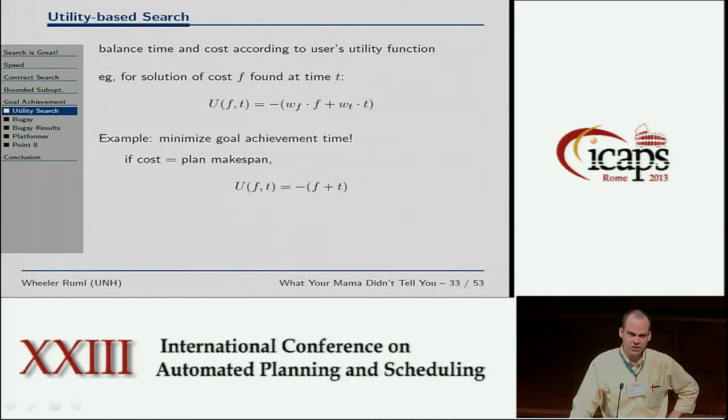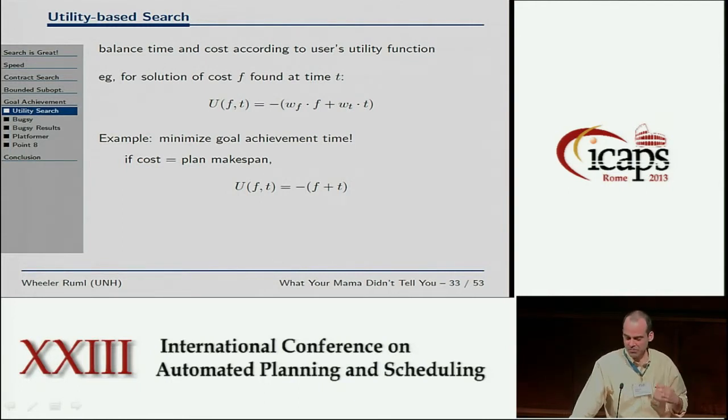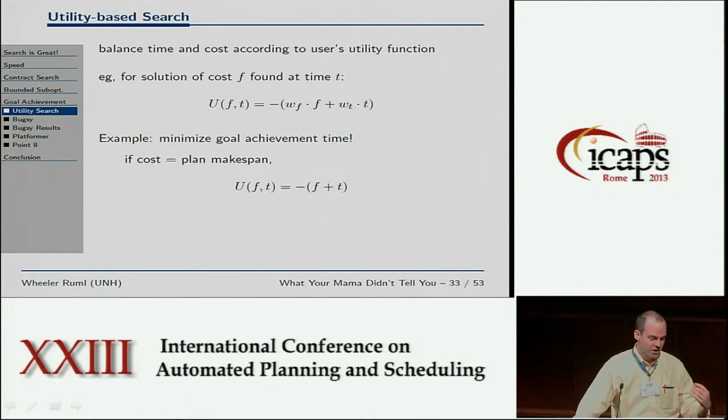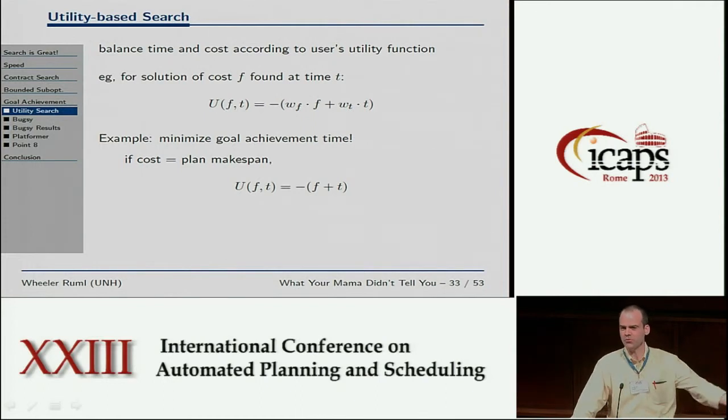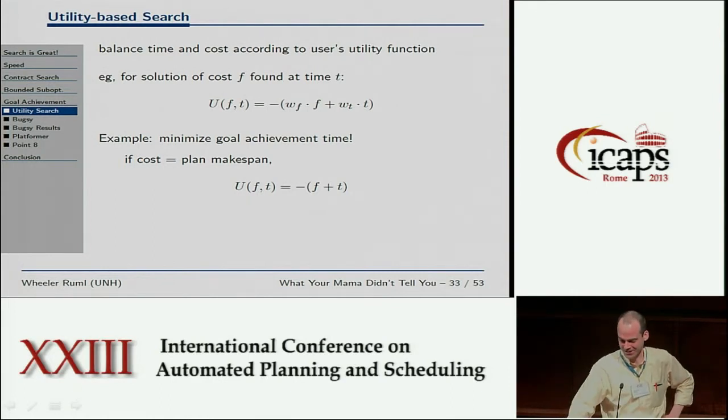Now, even within this very restricted class of utility functions, one really neat thing that I love about this is you can express the idea of minimizing goal achievement time, right? I want to get to the goal as soon as possible, right? That's what your user wants. Your user doesn't necessarily care if your plan is optimal or your algorithm is as fast as possible. They just want to achieve their goal, right? Why aren't we addressing our customers' needs, right? We should be fired for not doing this earlier.